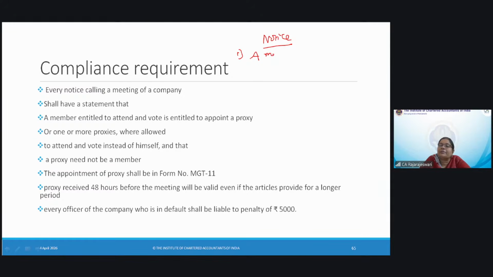So you should specify in that notice a note stating that a member entitled to attend and vote is entitled to appoint a person as proxy. And you should also specify that the proxy need not be a member. You have to give it in the notes to that notice. That goes invariably.